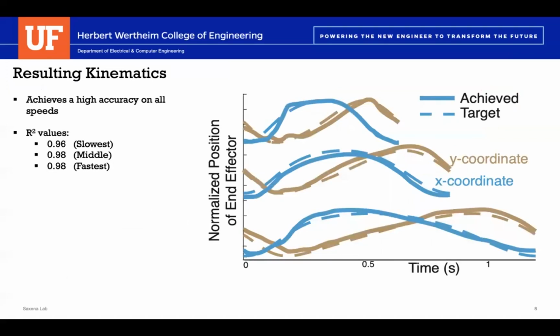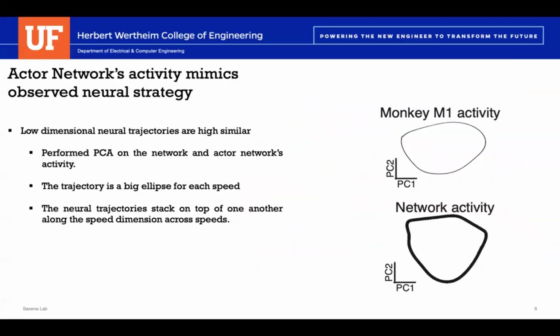The trained agent tracked the experimentally observed kinematics with a very high accuracy. As can be seen in this figure, the mean squared error between the simulated and experimental trajectories is very low across all the speeds. We observe a very high correlation between the two trajectories as well.